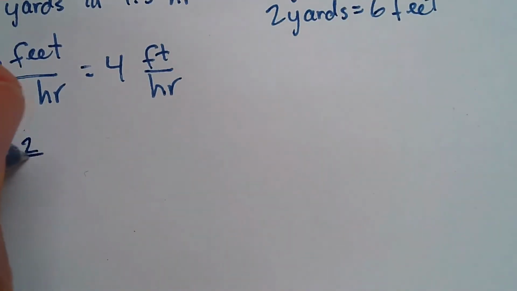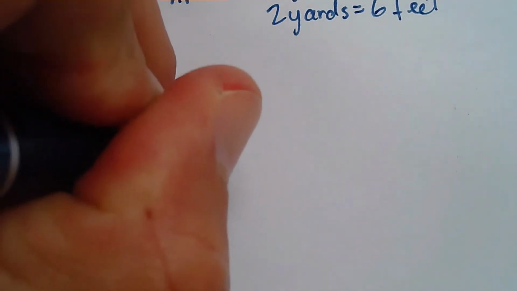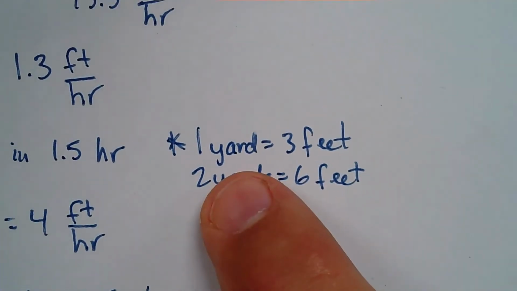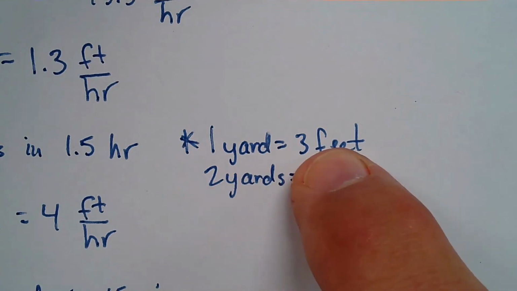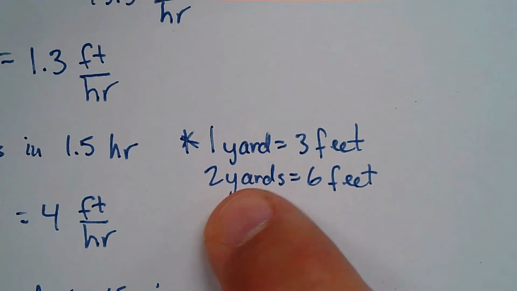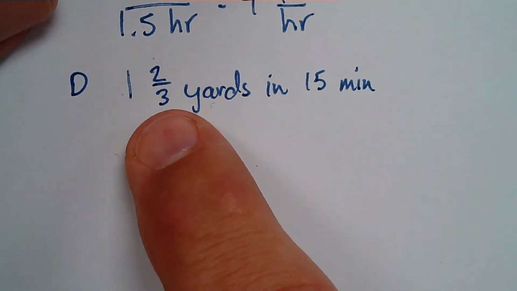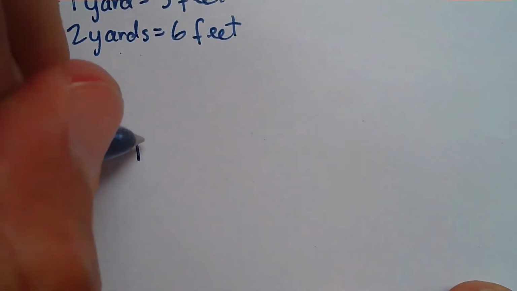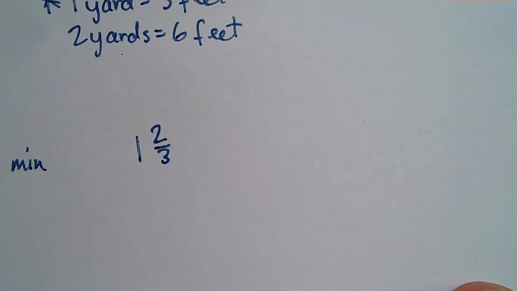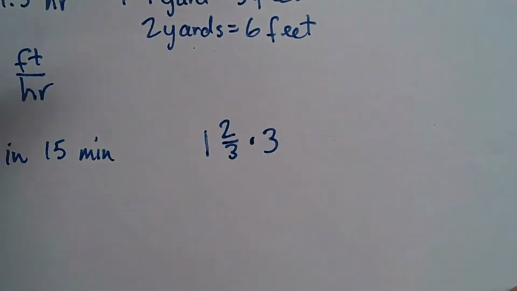And D is 1 2/3 yards in 15 minutes. So what did we do here? The relationship between yards and feet is you multiply the 1 times 3 to get 3, the 2 times 3 to get 6. So to turn this into feet, we have to multiply this by 3. So 1 2/3 yards times 3. That will tell us how many feet we have.